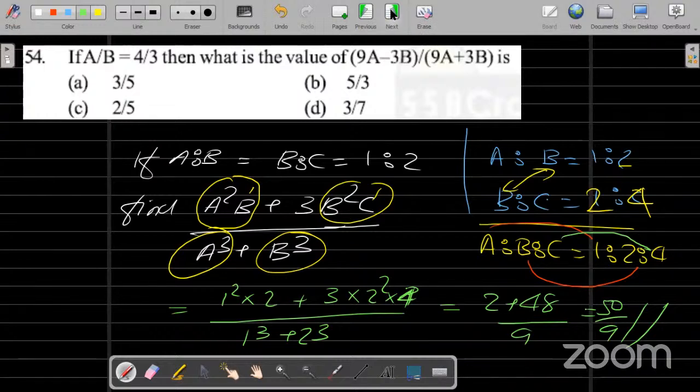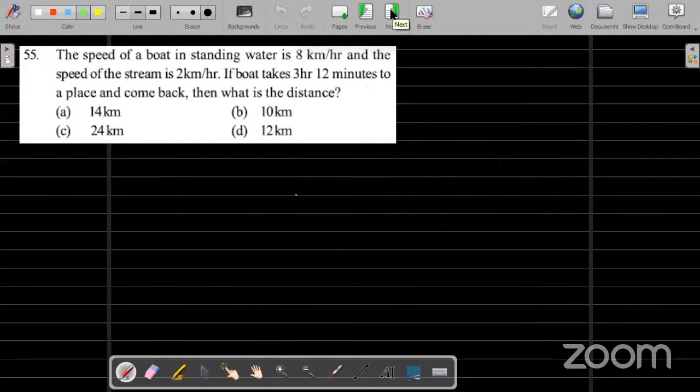We are moving to the next question. Speed of a body in still water. Standing water means still water. So there's no flow. There's no assistance or opposition from the flow. That's the meaning of standing water, which can also be said to be still water. Speed of a boat in still water is 8 km per hour and the speed of the stream is 2 km per hour.